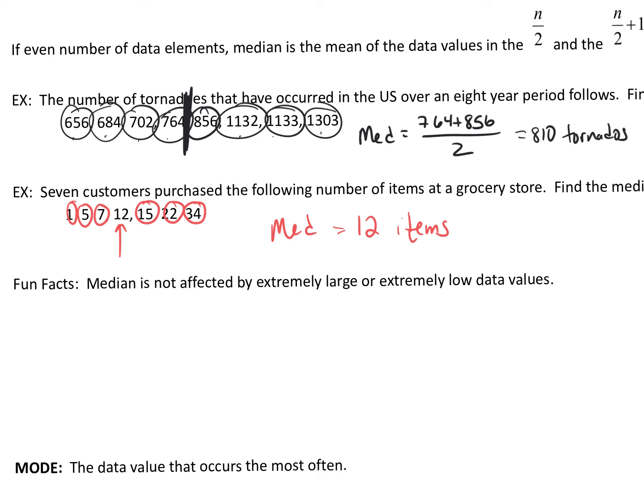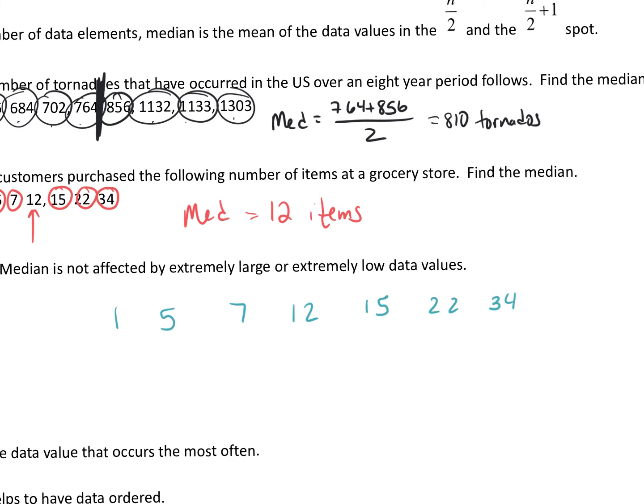my median. Now the cool thing is medians are not affected by extremely large or extremely low data values. They pretty much stay the same. So for example, let's do the one we just had of the number of customers: 1, 7, 12, 15, 22, 34. And then let's say someone decided to buy a lot of items. They bought, I don't know, 10,000 items from the grocery store. Now, you would think that would change it a lot, but it really doesn't.